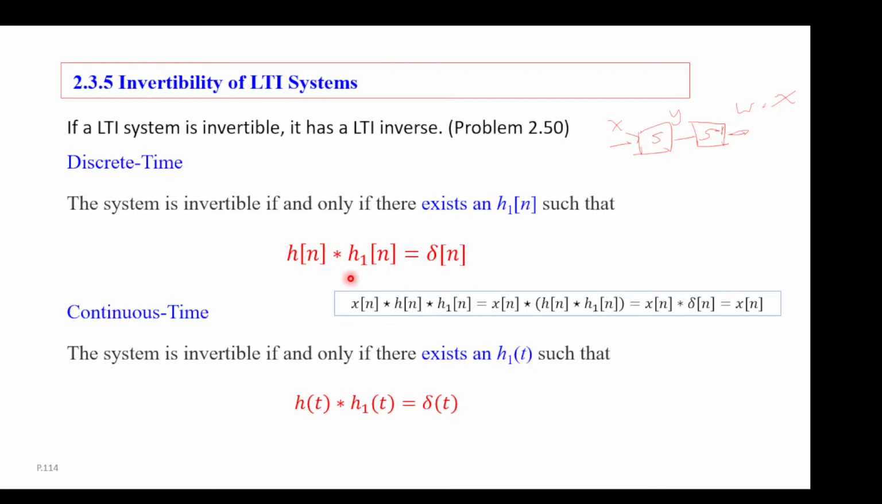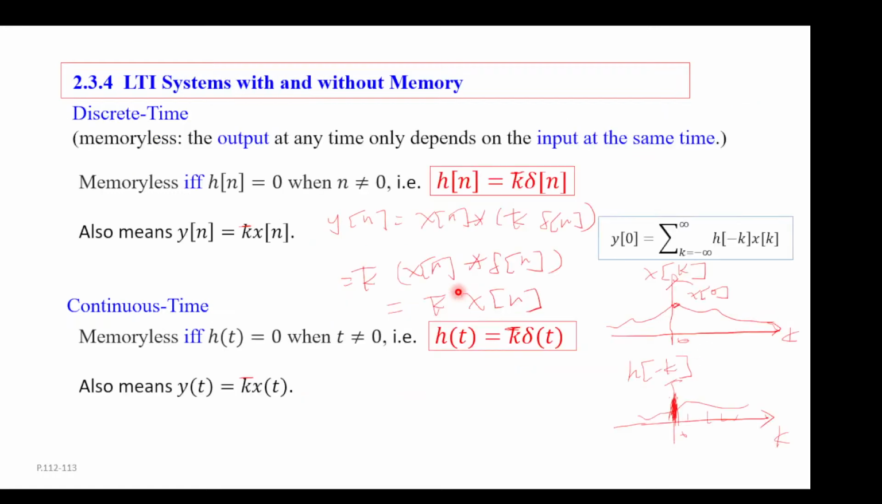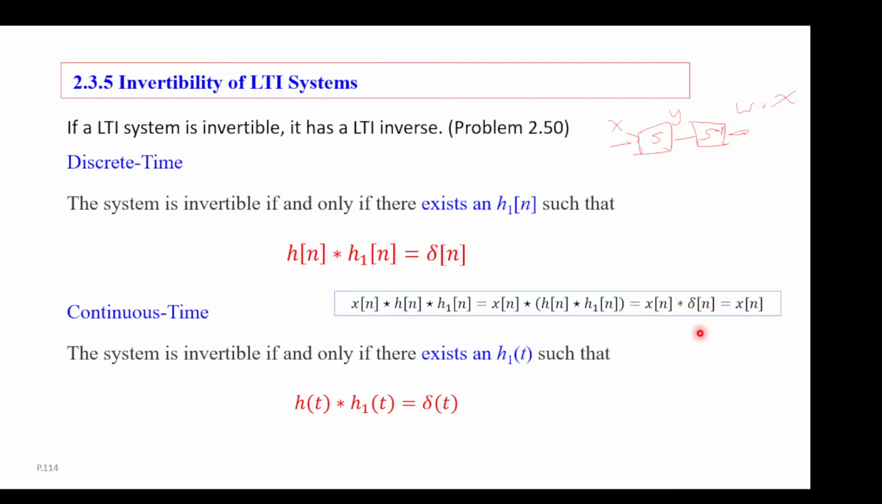That's because you think about chaining your systems together. You have an input X, then go to H, then go to H1. By associativity, you have X convolved with H convolved with H1 first, and this becomes the delta function. As we just claimed, X of n convolved with delta of n equals X of n. Similarly for the continuous case, you have H of t convolved with H1 of t equal to delta of t. So that's invertibility. Any question?